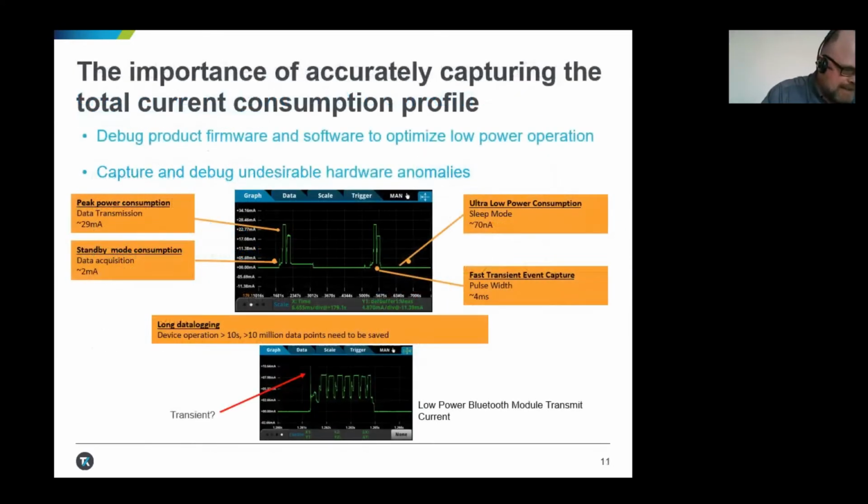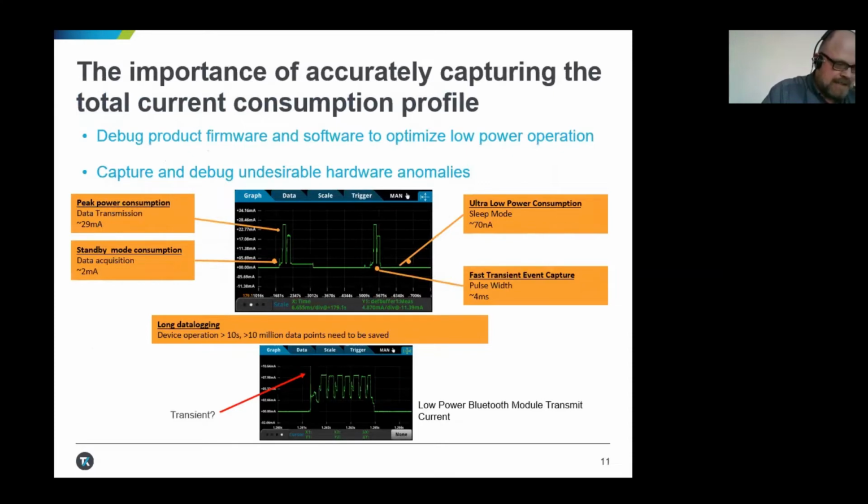In reality, the load current states are not as simple as those shown in the previous illustration of the product operating states. The center plot shows a current profile from a low power IoT device, and the bottom plot shows a detail of a current draw from a low energy Bluetooth transmission. If you look at the details of the center plot, you will see very low currents ranging from 70 nanoamps to 29 microamps. You will see 4 millisecond pulse widths.